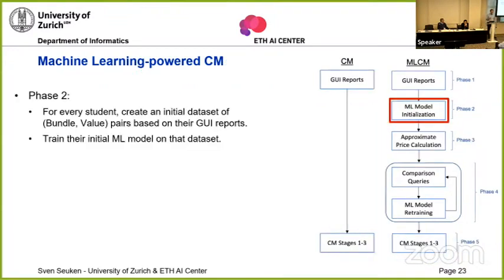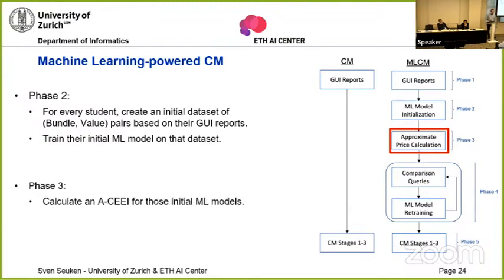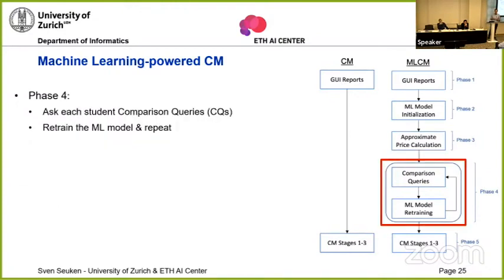And so in phase 2 of the mechanism, we're going to first create an initial data set to have an initial machine learning model based on the GUI reports. Then in phase 3, we're going to compute an ACEI based on these initial machine learning models. And then the interesting thing happens in phase 4. This is the iterative preference elicitation phase.